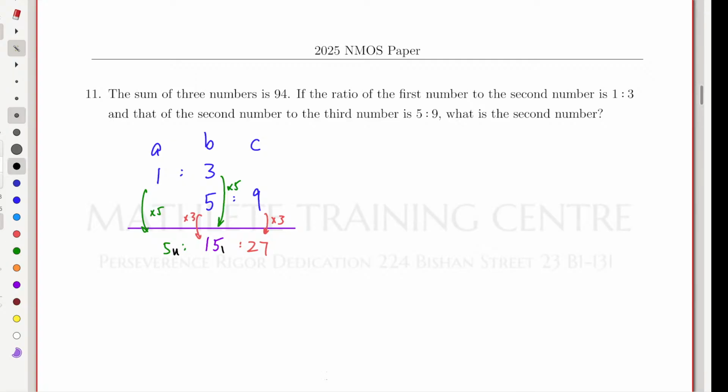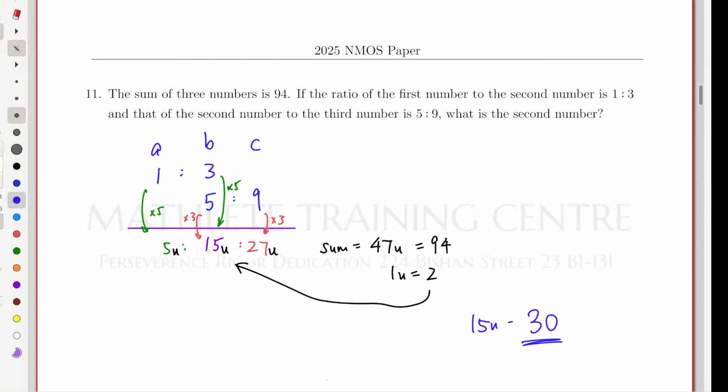Let's say it's 5 units, 15 units, and 27 units. Then the sum here will be how many units? 5 plus 15 plus 27 equals 47 units. So therefore, this is the 94. And then we can figure out that 1 unit is equal to 2. And from here, we can figure out that the second number for this question is just equal to 30. Right? And that is the answer.